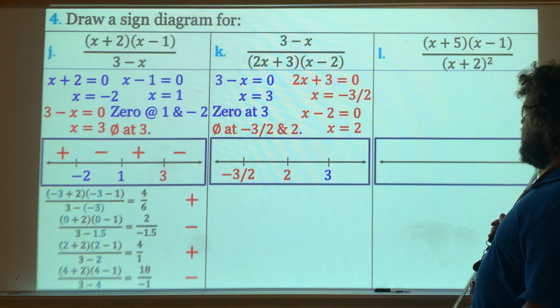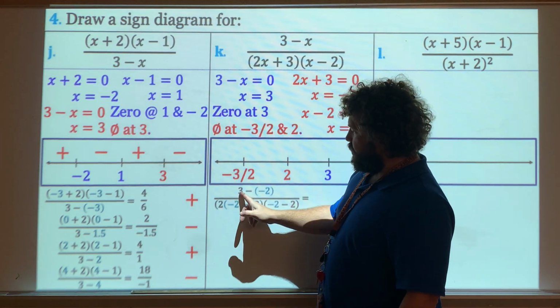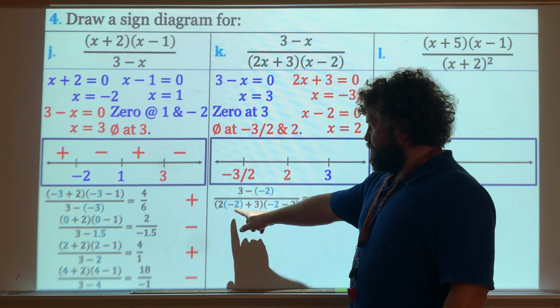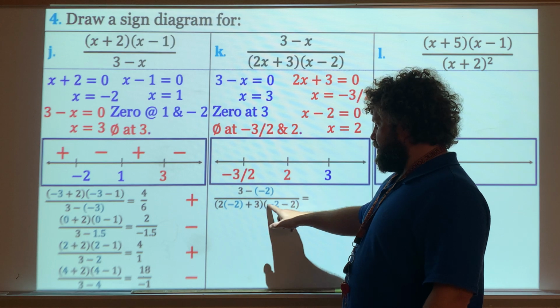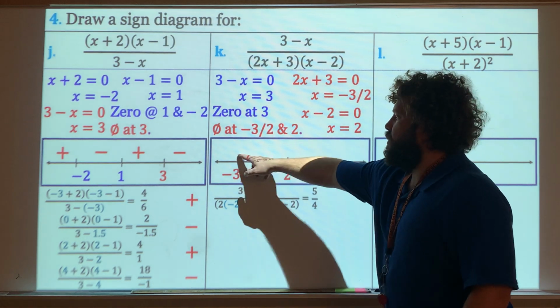A number less than negative 3 halves is negative 2. 3 minus negative 2 is 5. This becomes negative 4 plus 1, which is negative 1 times negative 4 is 4. So it should be 5 over 4, which is a positive.